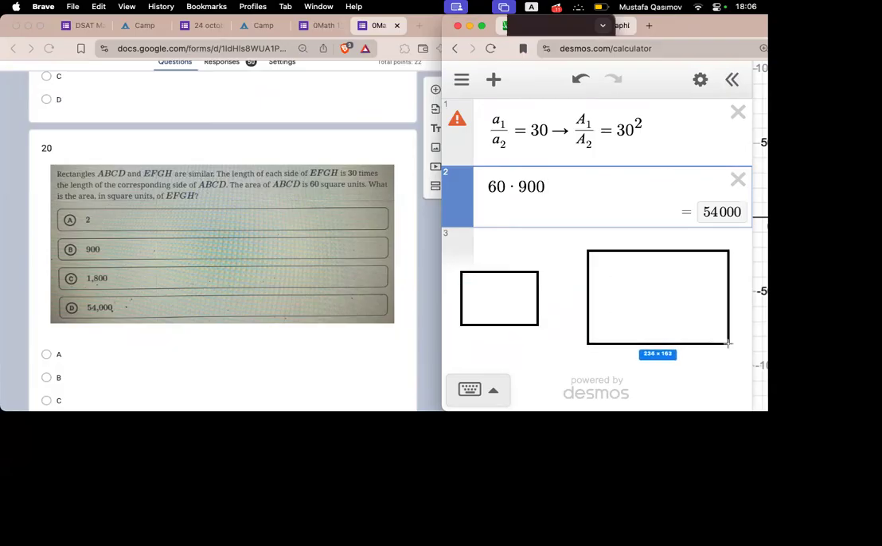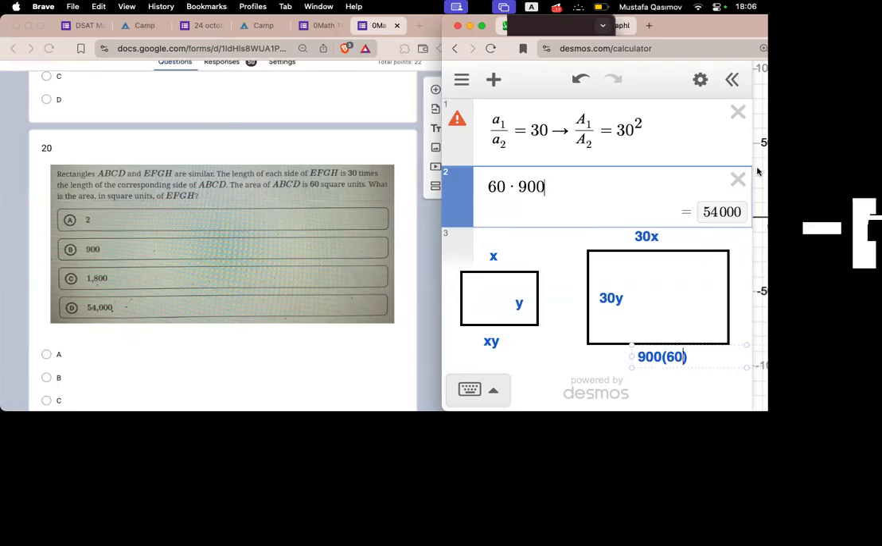We have two rectangles, right? So if one side is x, let's say the other is y. Its area is equal to xy, right? So if it is 30x, it is also 30y, right? Because it's similar. Then its area will be 900xy. Here it says that xy is equal to 60. Then you have to think like that: it is 900 multiplied by 60.